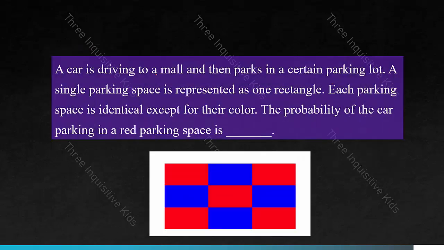A car is driving to a mall and then parks in a certain parking lot. A single parking space is represented as 1 rectangle. Each parking space is identical except for the color. The probability of the car parking in a red parking space is blank. Remember, there's a total of 9 parking spaces and 5 of them are red. So our answer would be 5/9.